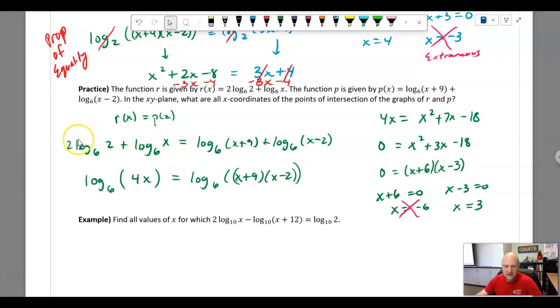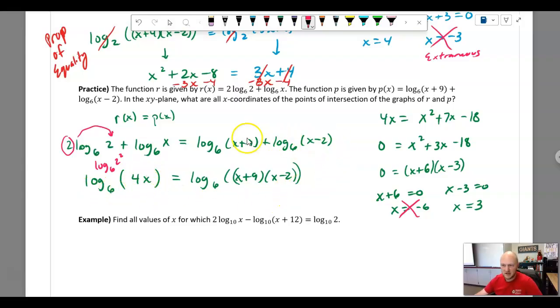I can go ahead and use the power property. I'm going to move this 2 up to give me 2 squared, which is 4. So log base 6 of 2 to the second gives me the 4. And I also use the product property to multiply with the argument. So I get log base 6 of 4x on the left.